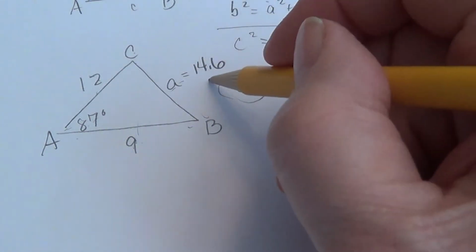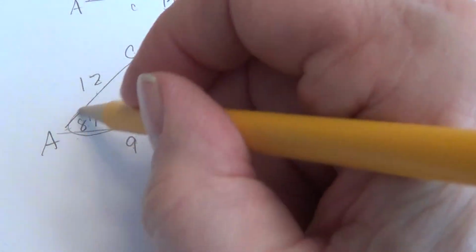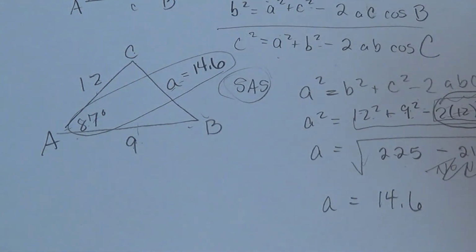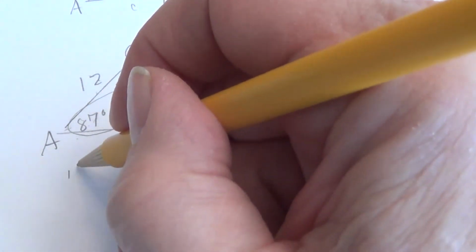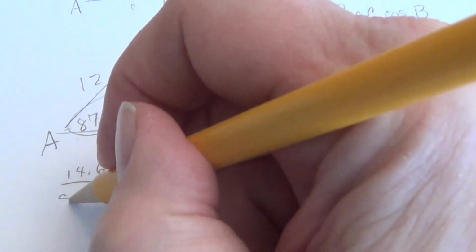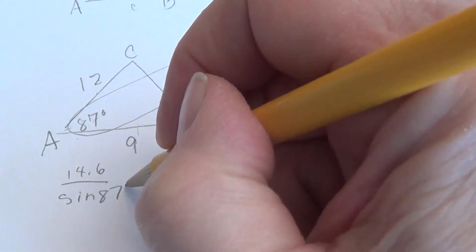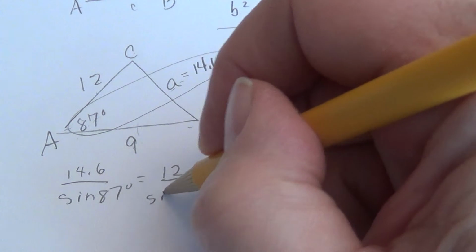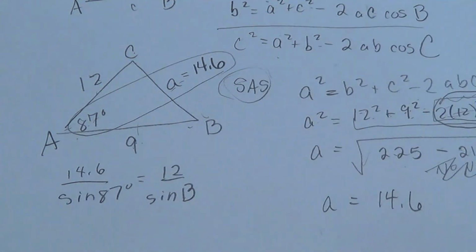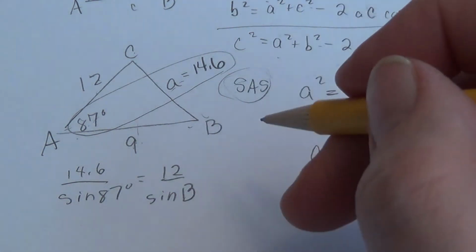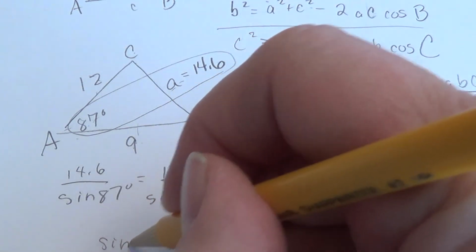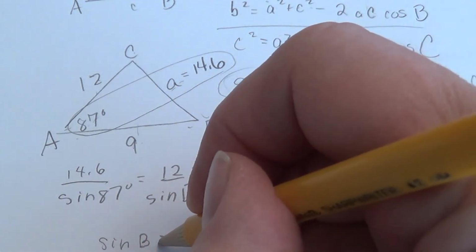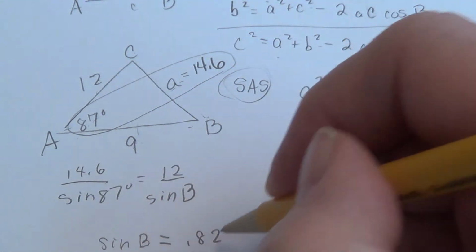Now, guess what? I have a pair. And guess how I'm going to finish this? Law of sines. So we're well taught in that. 14.6 over sine of 87 equals 12 over sine of b. And when I do that, cross multiplying and so forth, I ended up with sine of b equals 0.82.